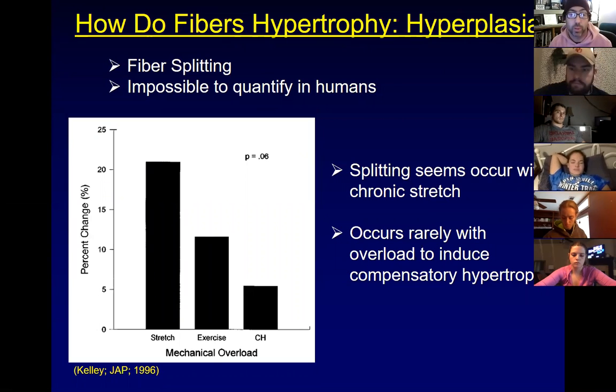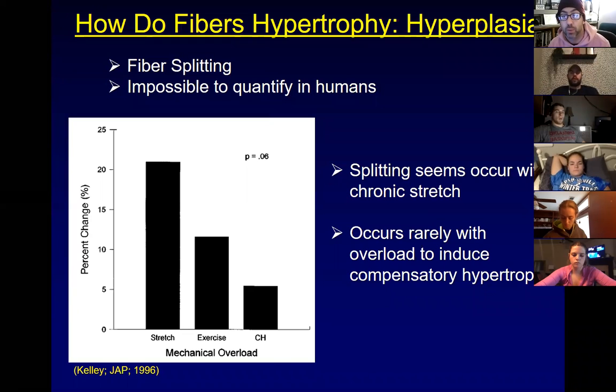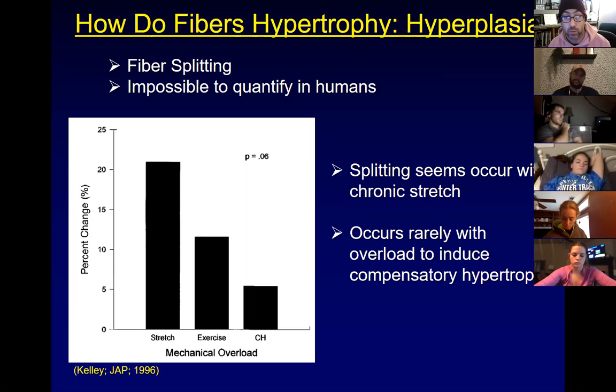Okay, so how do fibers get bigger? This is going to bring up this idea of hyperplasia. Hyperplasia is the concept that you're going to take one fiber and it's going to get bigger, and then it's going to split into two fibers, and each of those two fibers are going to get bigger. Then they're going to split into four fibers, and then they're going to get bigger. So it's this idea of fiber splitting. Okay, it is basically impossible for us to quantify this in people. It is observed in some animal models, but the best that we can guess is that this does not happen in people. Okay, it just doesn't happen.